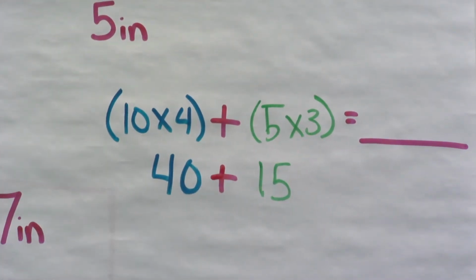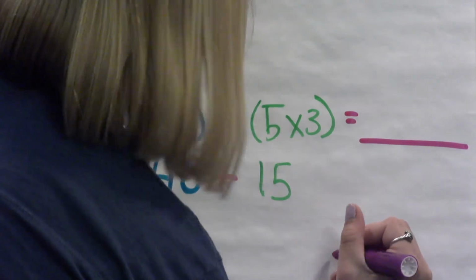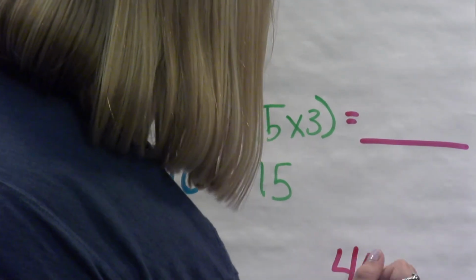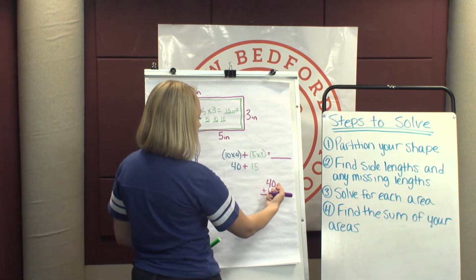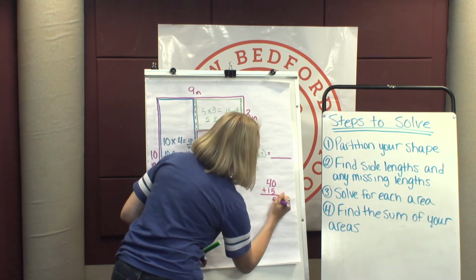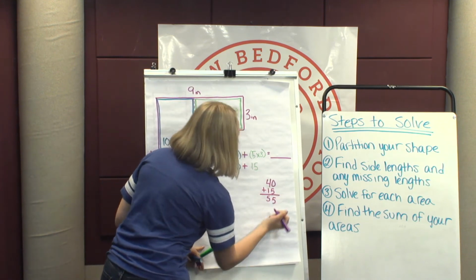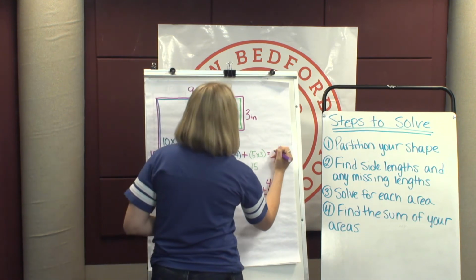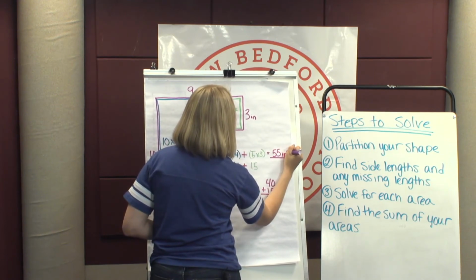So I'm going to go over to the side, and I'm going to do 40 plus 15 using the stacking method. I have 0 plus 5 is 5, and 4 plus 1 is 5. So my answer is 55 inches squared.